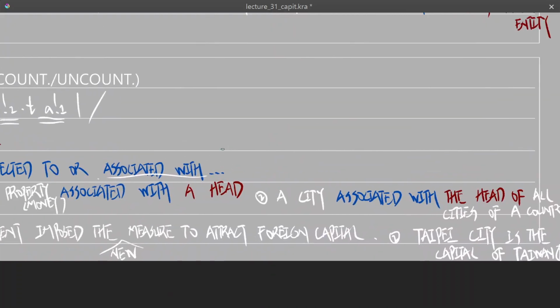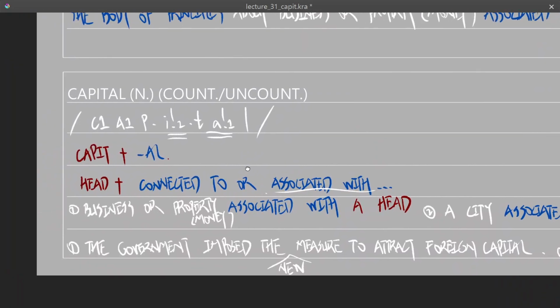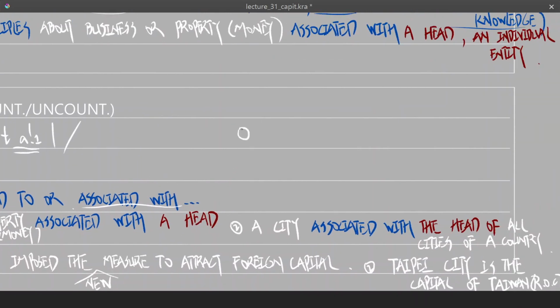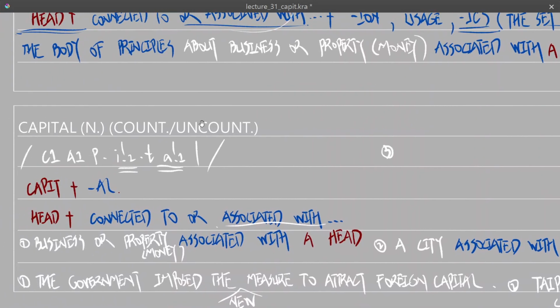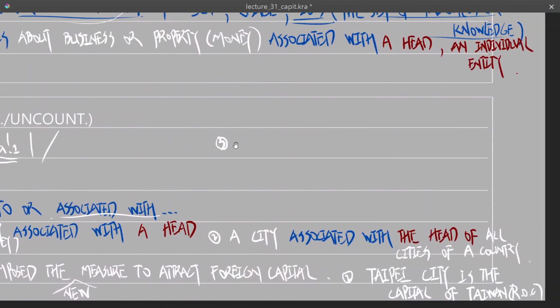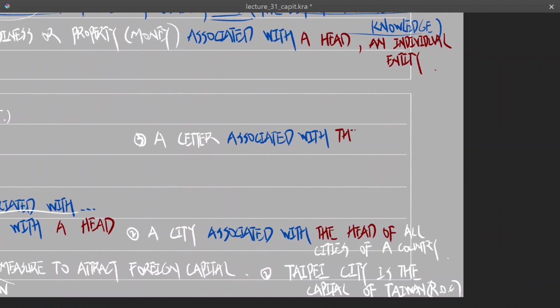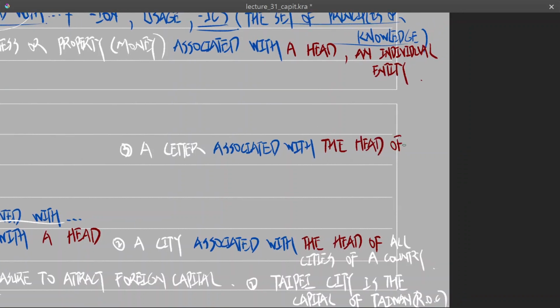Alright, and we have what? We could have the third meaning. Let's say a letter. A letter associated with what? With the head of what? Of a sentence.